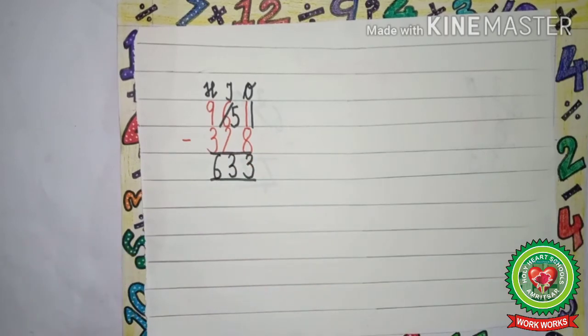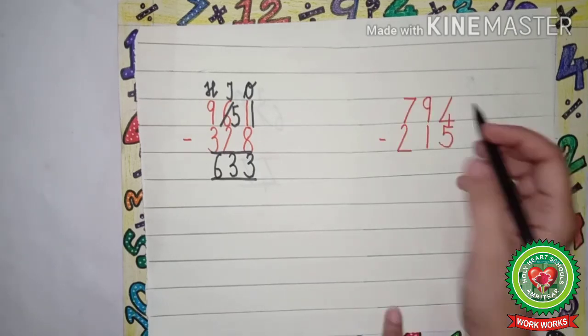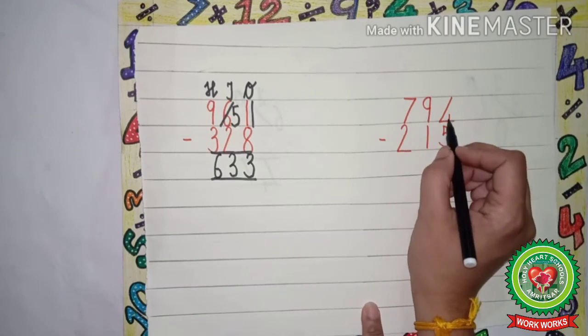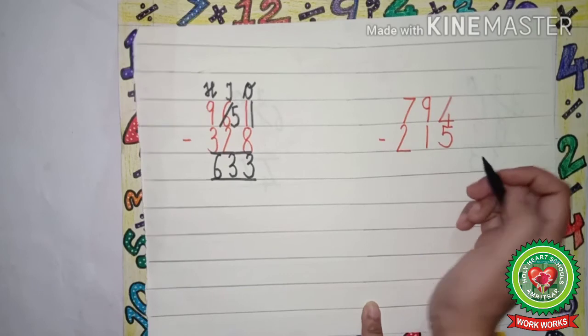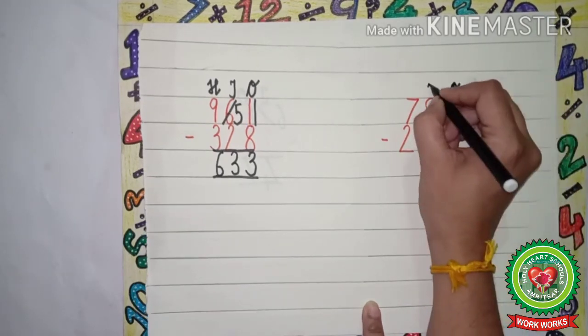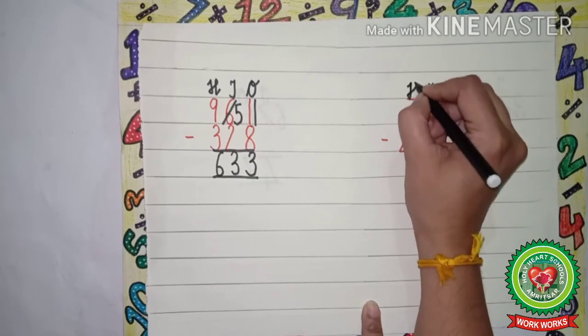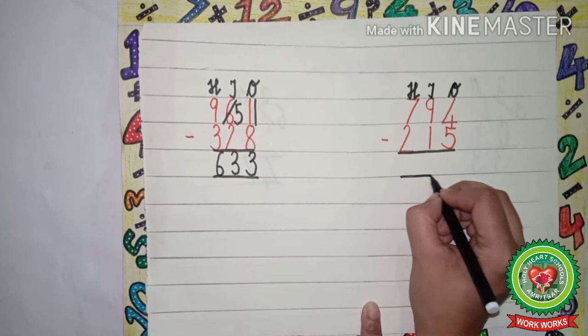It means 961 minus 328. The answer is 633. Now let us do one more example. 794 minus 215. Again we will write the place value chart first. Ones, tens and 100. And again we will draw a line.